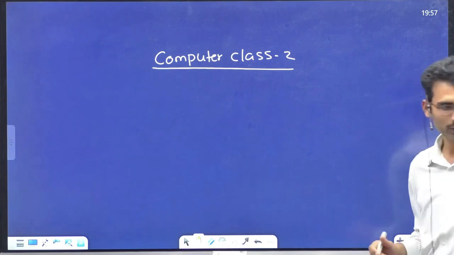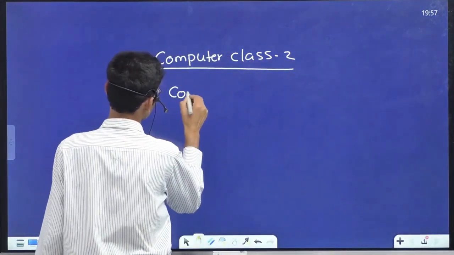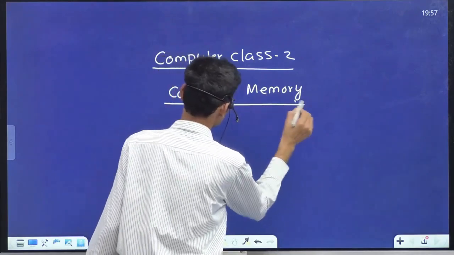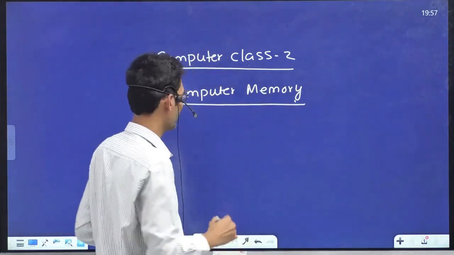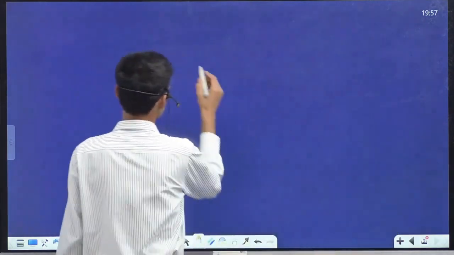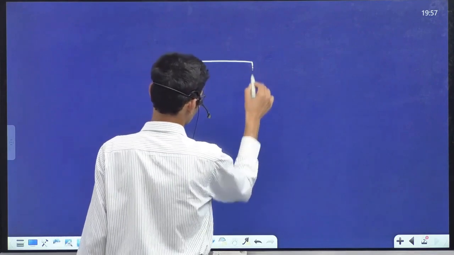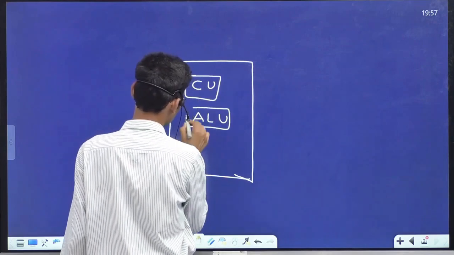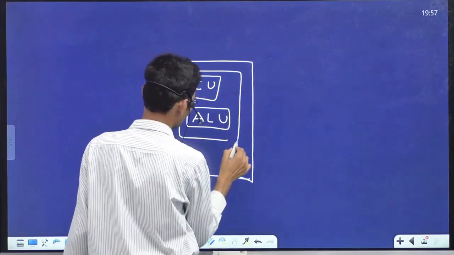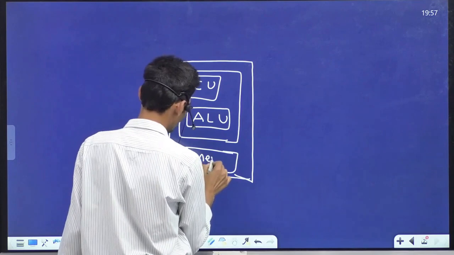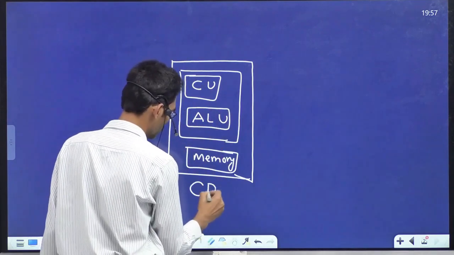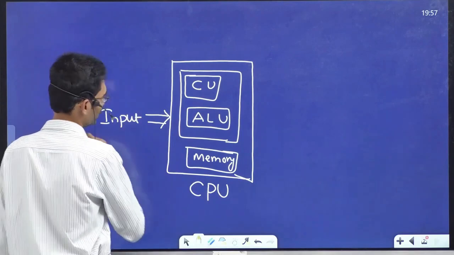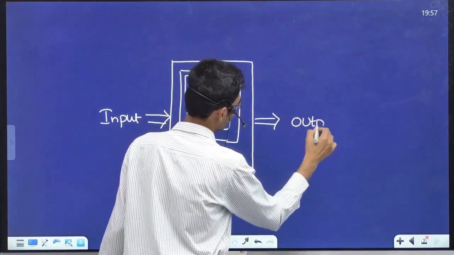So this is computer memory. Broadly, there are two types of memory. If I write where we have seen, this is the control unit, CU, arithmetic logic unit. This is one section, and the other section is the memory unit. Combinedly, it is called CPU, central processing unit. It gets input from the input section, and it provides output to the output section.